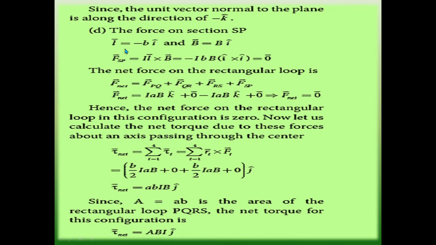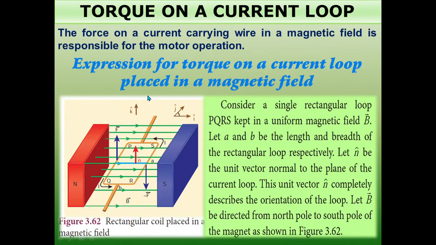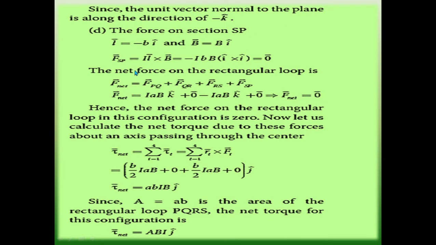So the L vector can be written as minus b i cap, because this force is acting towards the left-hand side. In the QR direction, the force acts along the i cap direction, which is positive. Towards the right is taken as positive, towards the left as negative. That is why we put the minus sign: minus b i cap. And the B vector, as we already know the magnetic field direction, is B i cap.